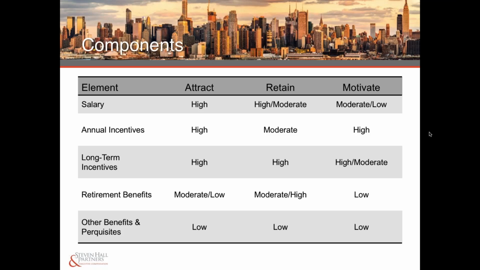Places where that deviates would be your salary. That's not a highly motivational factor because it's not going to change mid-year unless you have a change in responsibilities or a promotion. Typically, changes to your salary happen on an annual basis after that big, long annual review is done. Likewise, if you look at annual incentives, we have moderate for retain.